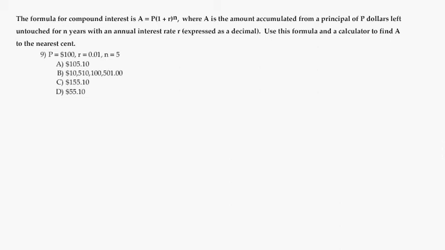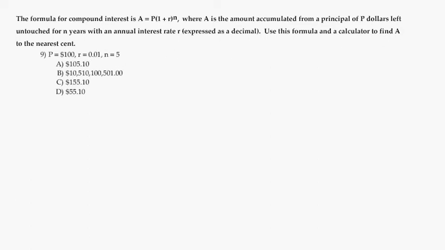In this video we're going to look at an example of a problem that uses a formula for compound interest. The problem says the formula for compound interest is A equals P times (1 plus R) to the nth, where A is the amount accumulated from a principal of P dollars left untouched for n years with an annual interest rate R expressed as a decimal. Use this formula and a calculator to find A to the nearest cent.